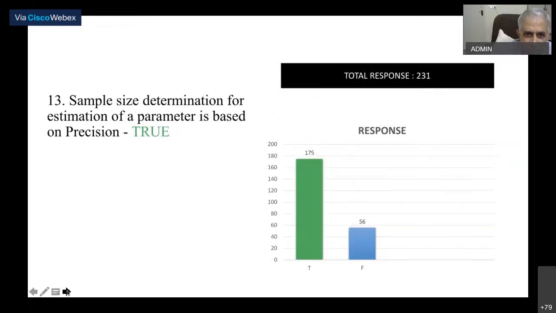Next question. Sample size determination for estimation of a parameter is based on precision. So one of the things which you look at for sample collection is precision. If you keep a higher precision for your study, the sample size will automatically increase. Majority of people got it correct, but still 56 people have not given the correct answer. So precision is one of the things. The other thing, of course, is that it also depends upon the difference between the variables. If the difference is very large, your sample size will be less. If the difference is less, sample size will be more. Next, 14.